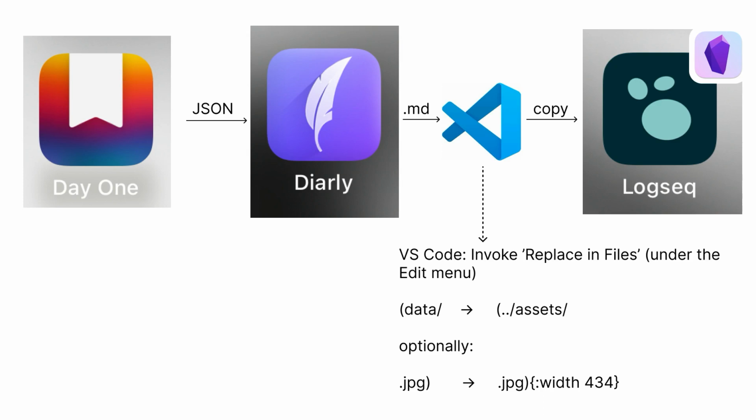The same applies to Obsidian. First, export your Day One data as JSON, not Markdown. I did this using the Mac app, but it should work on the iPhone as well.